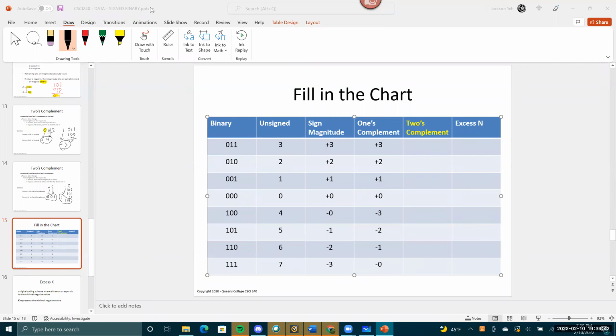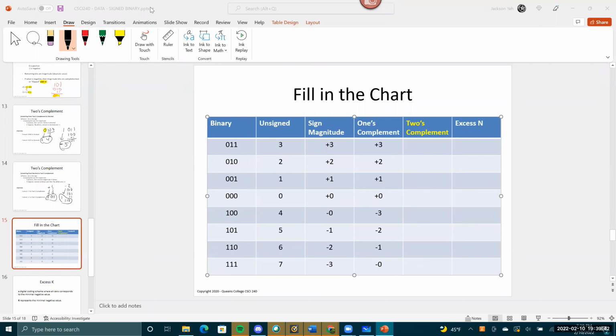Okay, so let's do this together. All right, this is +3. This is +2, +1, and this is +0, right? So now I'm going to start from the bottom for a reason. Let's start with 1, 1, 1. The sign bit is 1, so I know it's negative. And then the magnitude is 1, 1, right? So I flip the bits. 1, 1 becomes 0, 0. So 0, 0 plus 1 is 1.